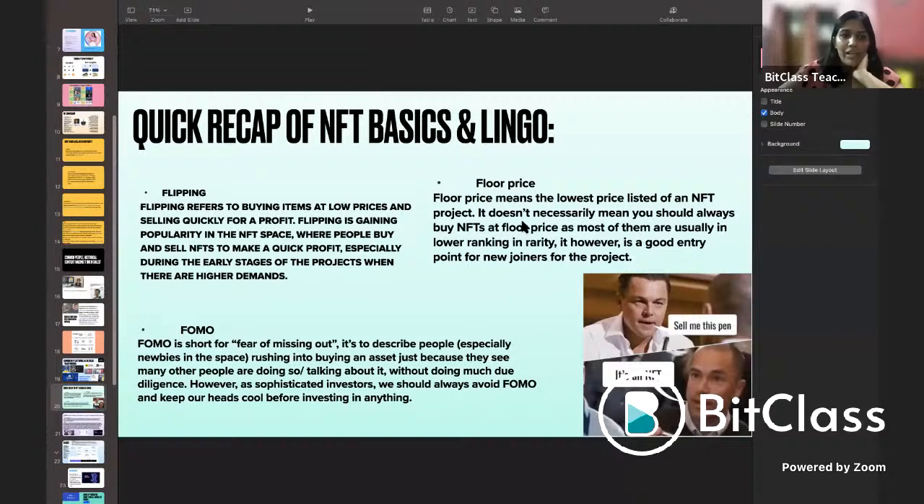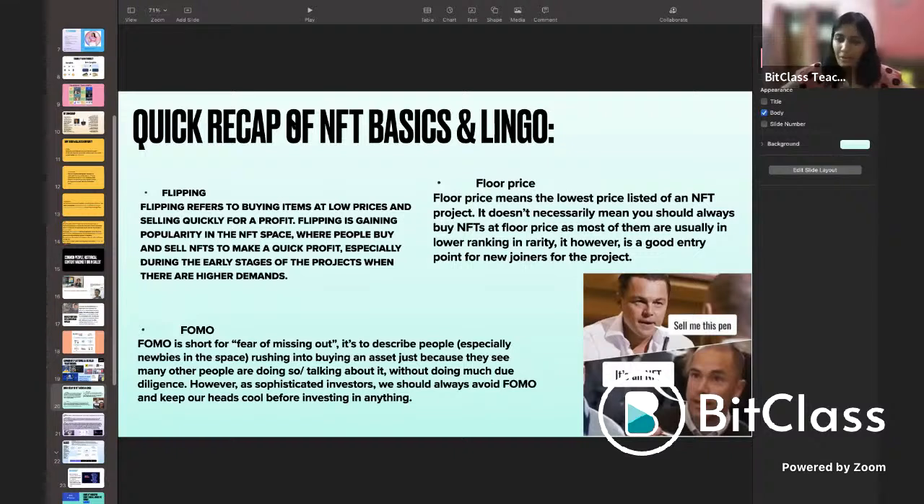Then let us have a quick recap of what we learned of NFT basics and lingo. So flipping, what does flipping actually mean? Flipping means buying NFTs at a low cost, holding them, and when their value escalates, you sell them at a higher price. Okay. Floor price I've already explained, the minimum price which you need to pay for an NFT collection. All right. Now FOMO. FOMO stands for fear of missing out.